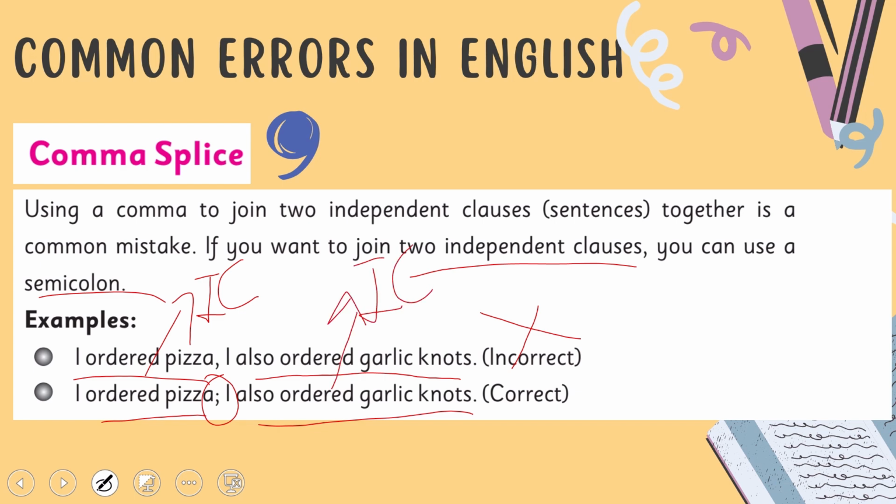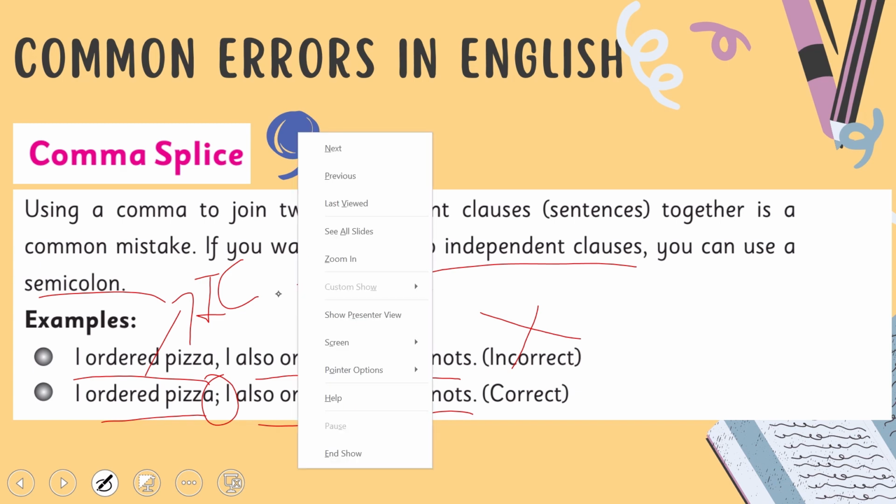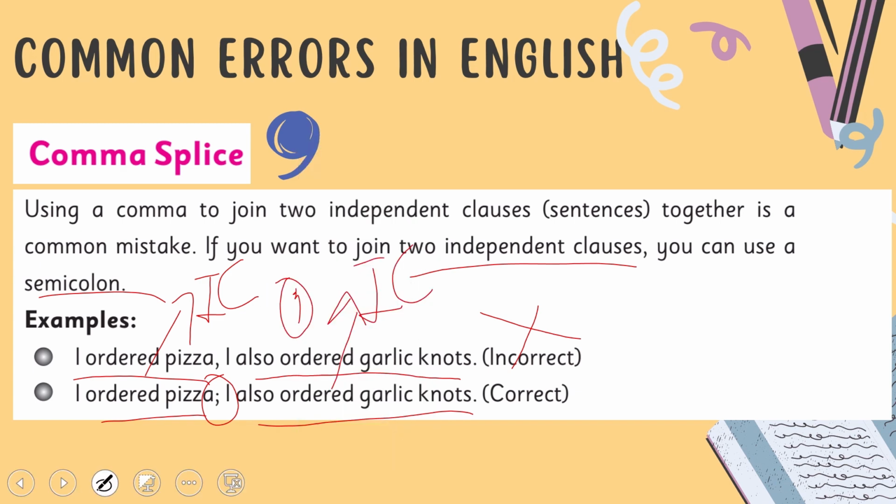But we can't just use a single comma to connect these two independent sentences. Rather, we have to use something stronger than a comma, which is a semicolon. A semicolon is much better than just using a single comma. If you see anything like that, there's a comma splice error. You need to fix it.